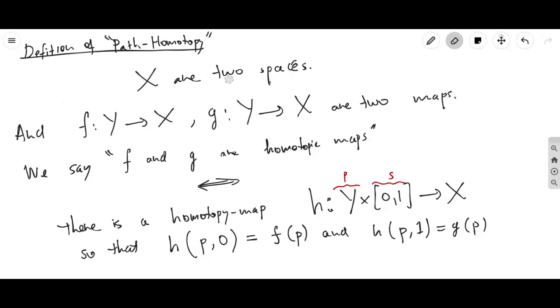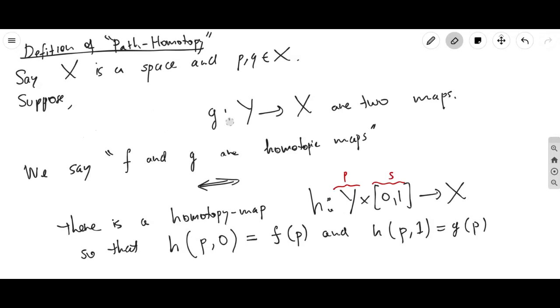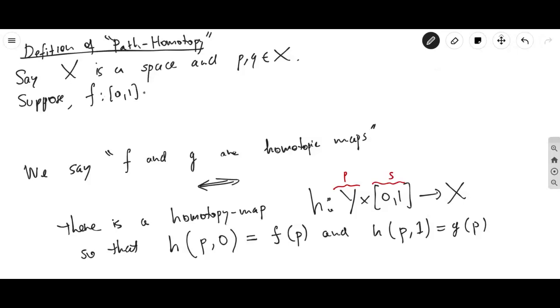So let's say X is a space, and P and Q are points in X. And suppose we have two maps, but these are going to be paths. A path is a map from the interval [0, 1]. So we're rather going to write it like this. So we have two paths, and suppose f from [0, 1] into X and g from [0, 1] into X are two paths from P to Q.